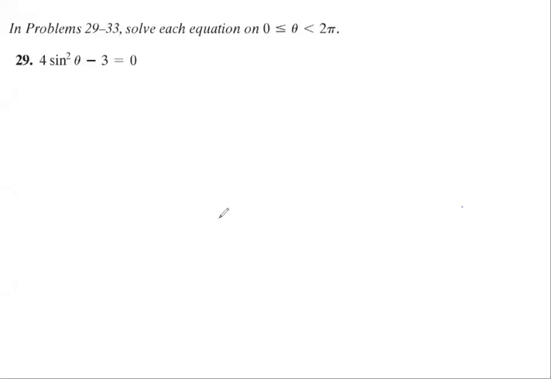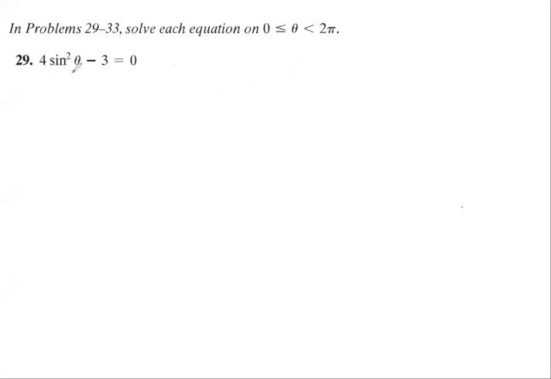Hello, everyone. So in this video, I'll talk about the last problems on the chapter test about the trig identities. So this is number 29, and I would like to solve this equation between 0 and 2 pi radians, okay? So we have only one variable, which is sine theta.